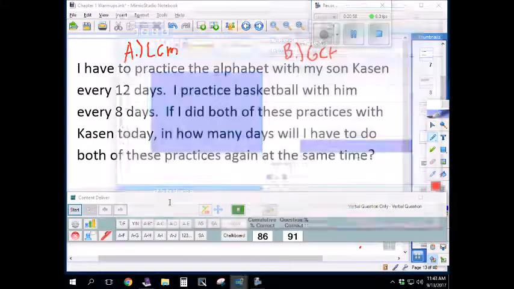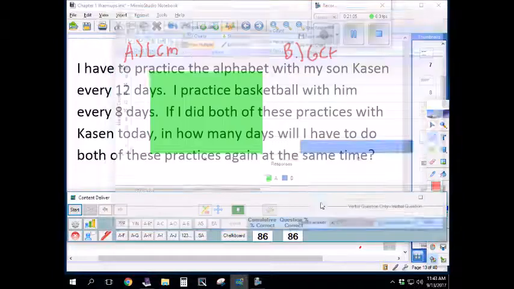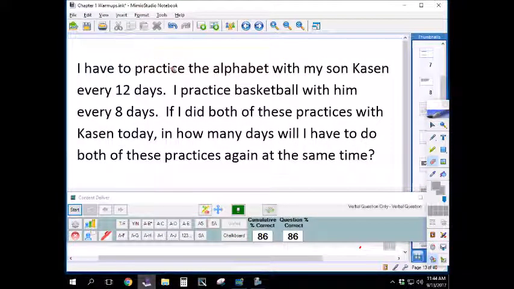Okay. And the majority of you said it was A, LCM. Now, we had a few of you say B, a GCF. The reason why this is LCM, well, let's just read through it. I have to practice the alphabet with my son Casey, and every 12 days I practice basketball with him every 8 days. If I did both of those today, when is the next time, or in how many days, Riley, in how many days will I have to do both of these on the same day, right?